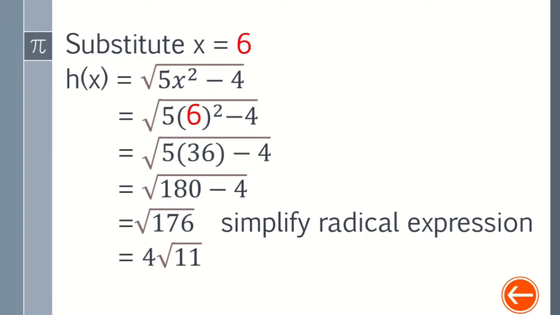Tingnan natin ating solution. I-replace natin si 6 kay x, kaya 6 times 6 is 36. Una natin ginawa, we evaluated the power. And then, multiply the numbers. 5 times 36 is 180. Kinopya lang natin lagi si negative 4. And then 180 minus 4 is 176. And then finally, simplify the radical expression, and that is 4 square root of 11.